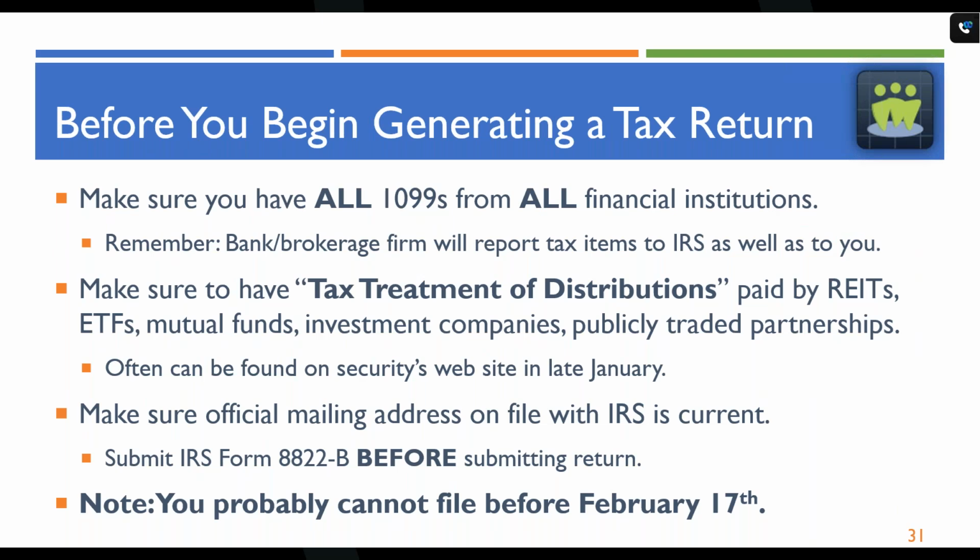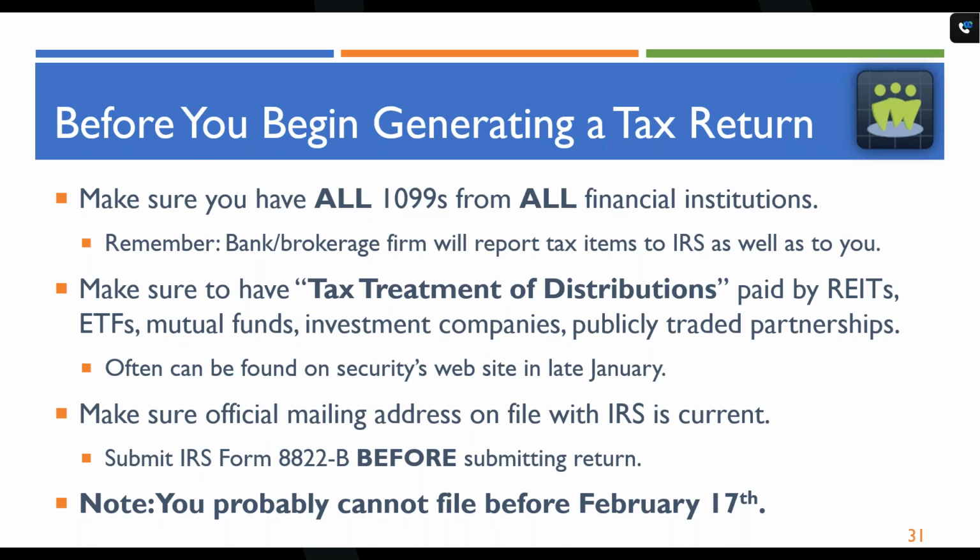Well, this is important. Make sure the club's official mailing address is current with the IRS. And usually that means the same address you used the year before. If you change the address from the year before, you're required to submit a change of address form, form 8822-B. And that's before you file your return.